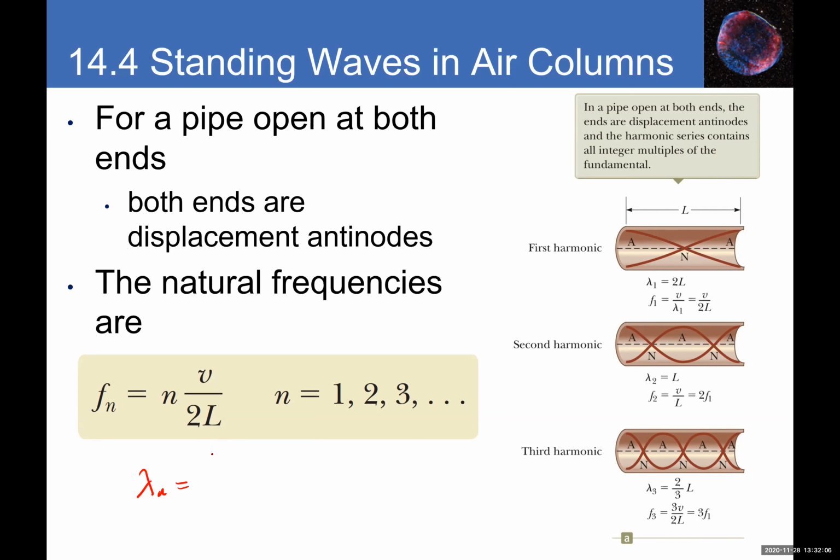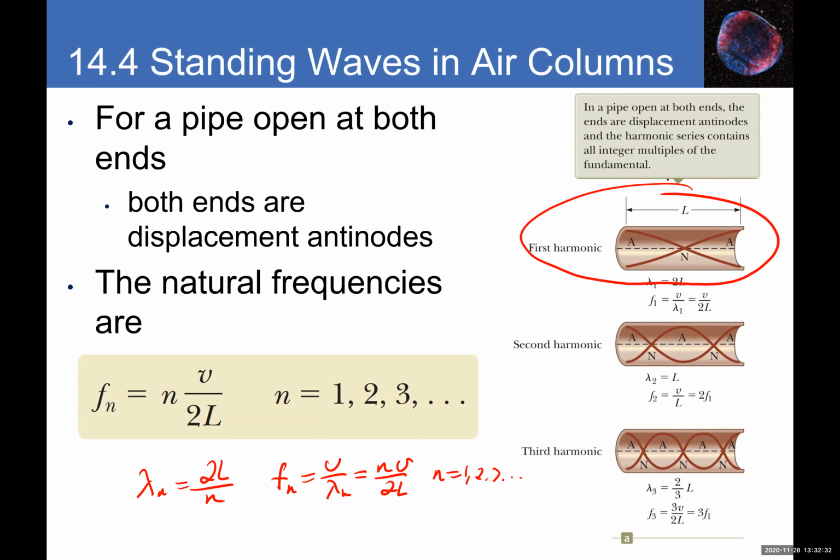Again, you can say that lambda n equals 2L over n, and then frequency f n equals v over lambda n, which, if you rearrange, becomes n v over 2L, where n equals 1, 2, 3, and so on. So this is basically the same equation as for the standing waves on a string. That's why this is the first harmonic, or the fundamental, where lambda equals 2L and f1 equals v over 2L. Exactly the same thing. The only difference here is you get two antinodes and one node.